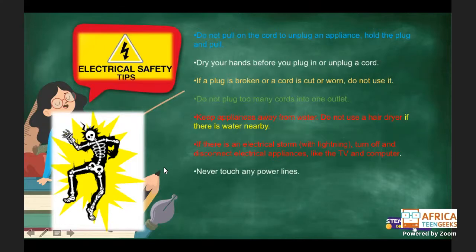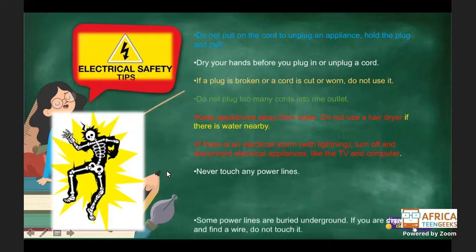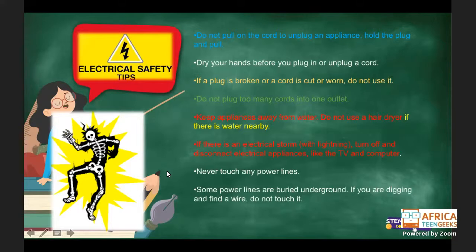Never touch any power lines, because power lines conduct heavy electrical energy. Some power lines are buried under the ground. If you are digging and find a wire, do not touch it.